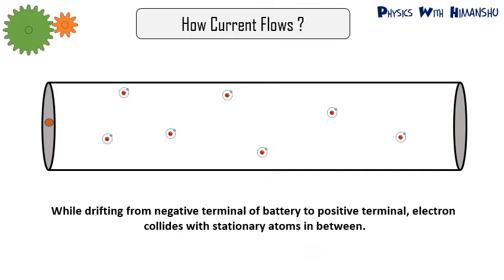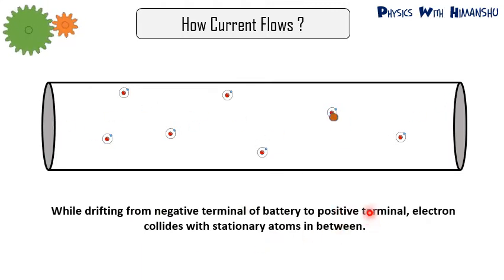First, let's discuss how an electron moves in a wire when a battery is connected. If we see, these are all atoms, stationary atoms, and this is an electron which is drifting from the negative terminal to the positive terminal. The electron collides with the stationary atoms. Whenever there is a collision between a fast moving body and a stationary body, heat energy is produced. So while drifting from the negative terminal to the positive terminal of a battery, the electron collides with stationary atoms in between.